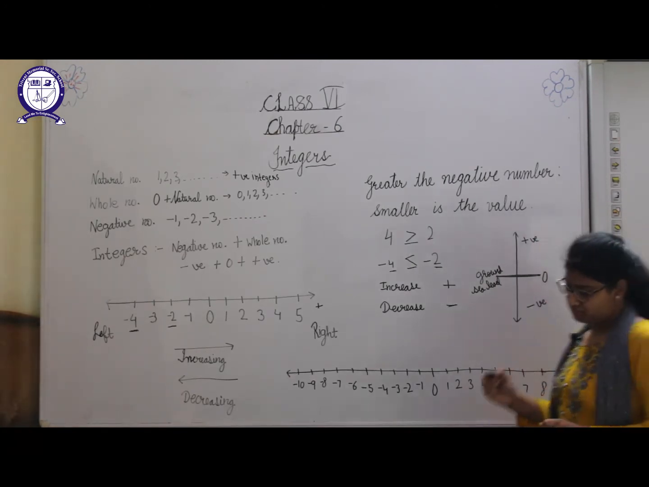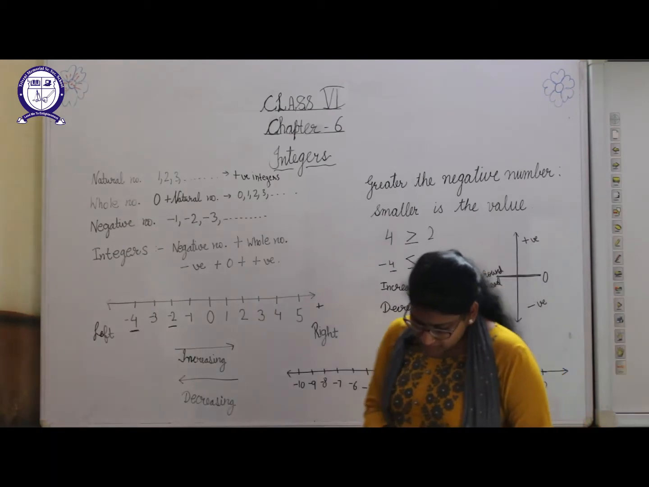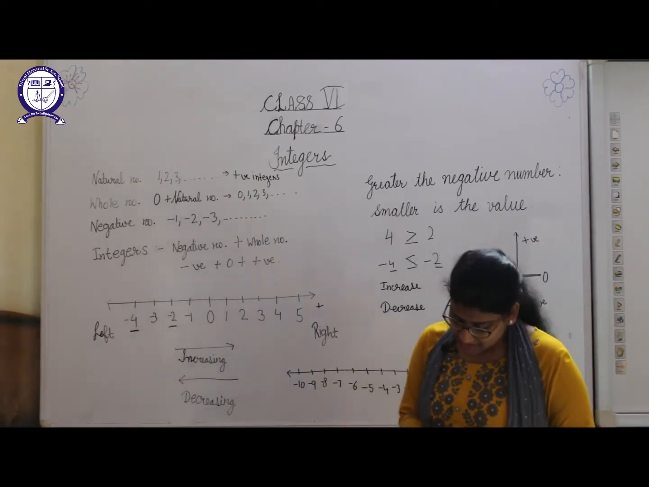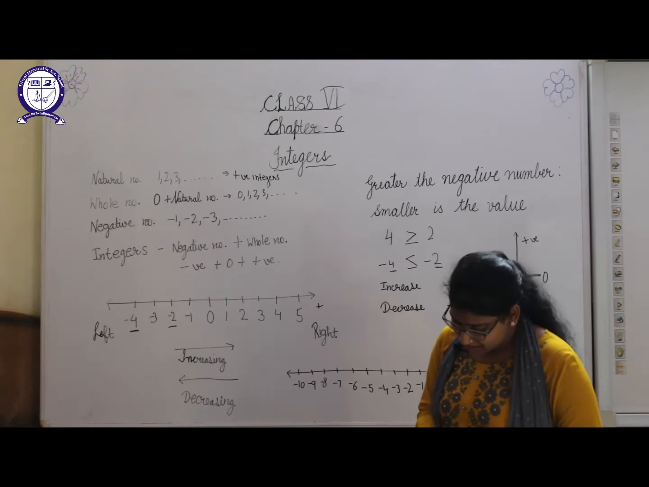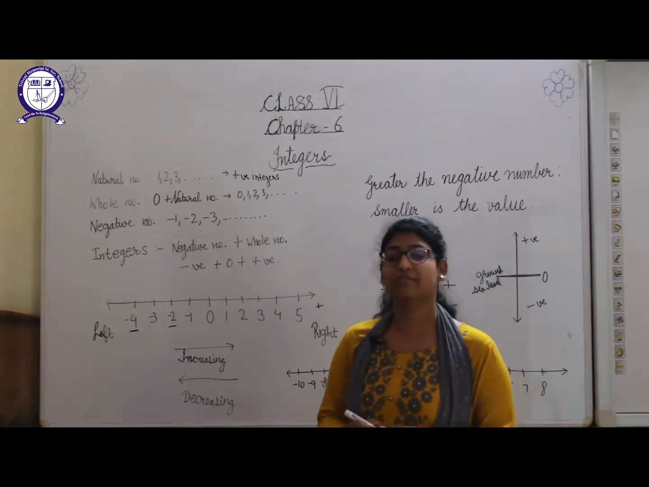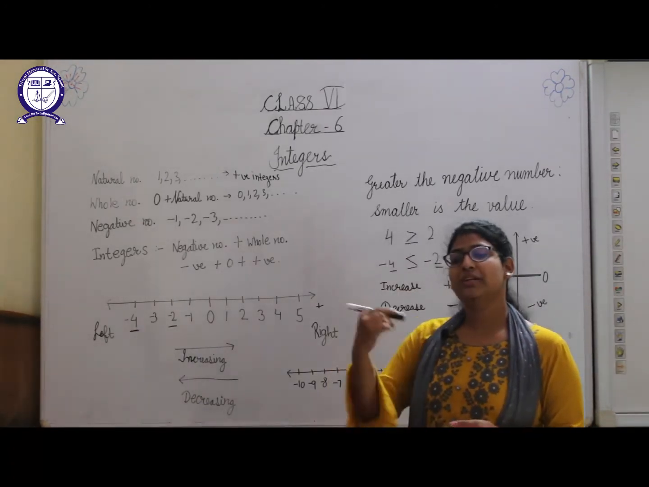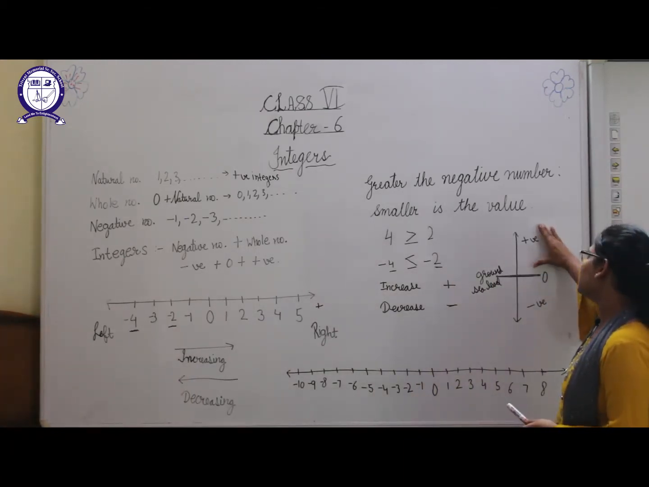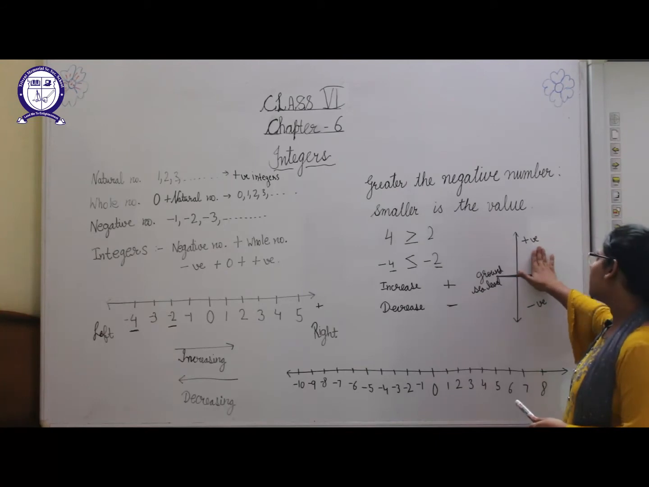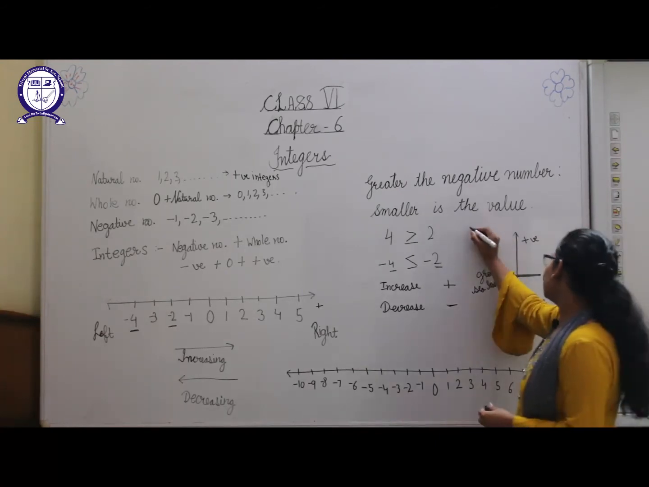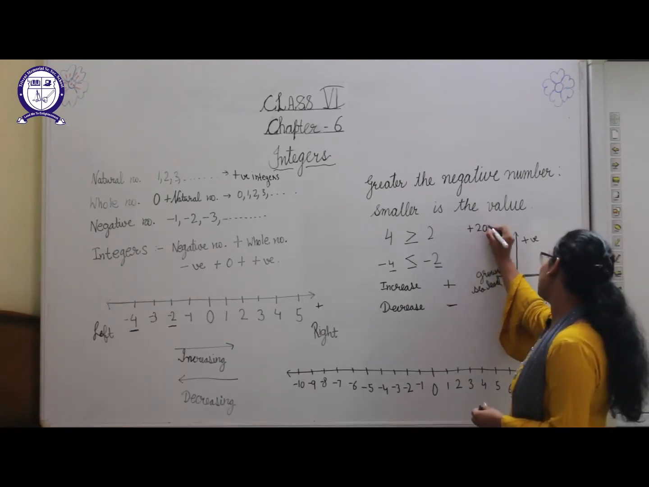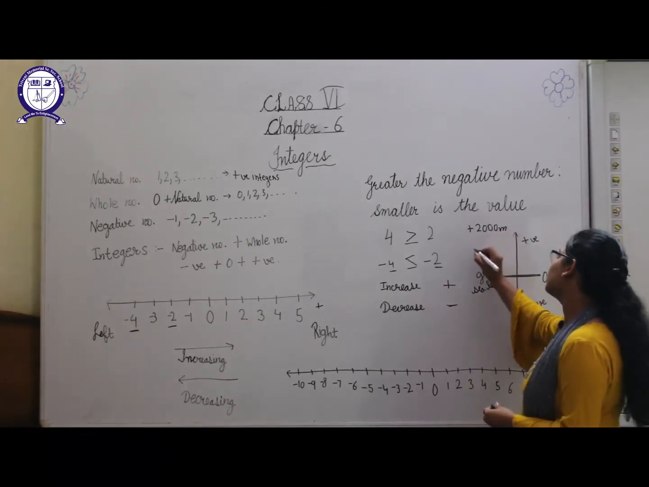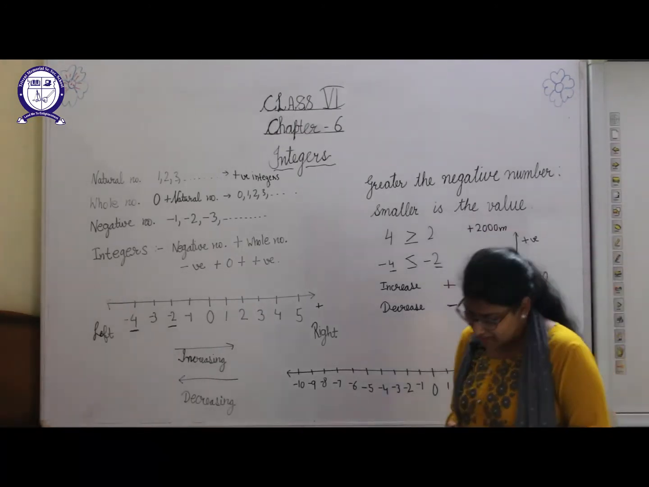Now, when you have to represent these as integers, first part is: an aeroplane is flying at a height of 2000 meter above the ground. 2000 meter above. So we are representing the above cases with a positive sign. It means we will write positive 2000 meter for above ground level.